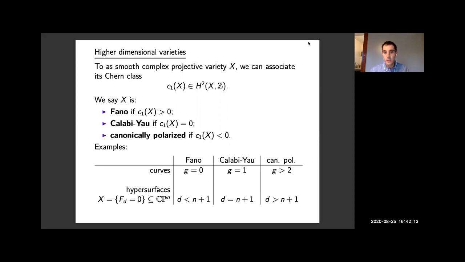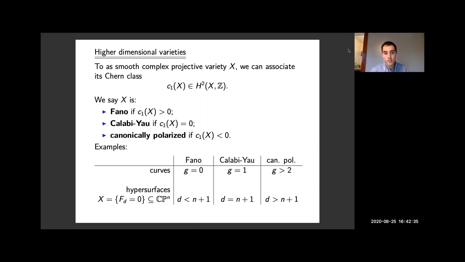their genus. An algebraic curve is going to be Fano, or this Chern class is positive, if the genus is 0. Calabi-Yau if the genus is 1, we have an elliptic curve. And then canonically polarized if the genus is greater than 2. And you can also talk about the positivity of this Chern class for hypersurfaces as well.